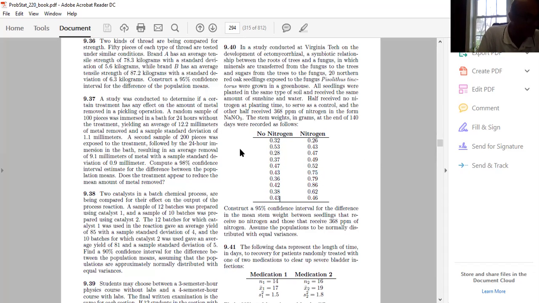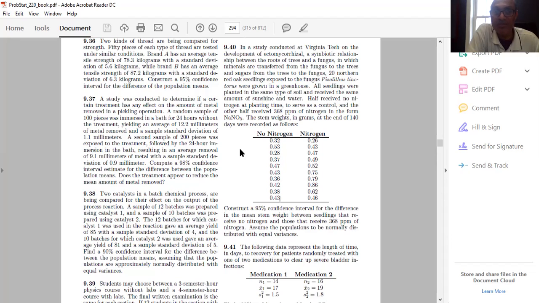Okay, example number 9.40, the last one. It says that in a study conducted at Virginia Tech on the development of ectomycorrhizal, a symbiotic relationship between the roots of trees and the fungus, in which minerals are transferred from the fungus to the trees and the sugars from the trees to the fungus.